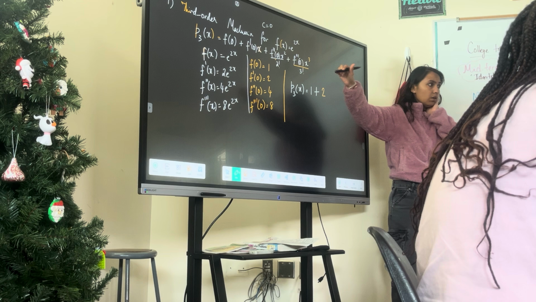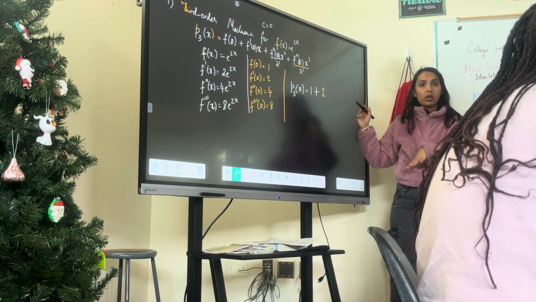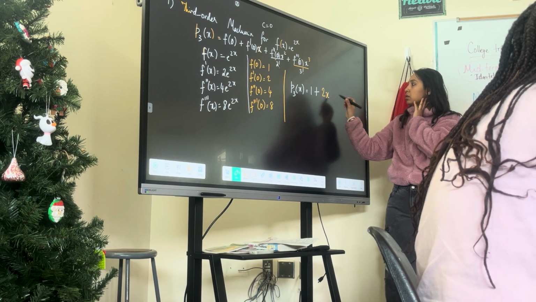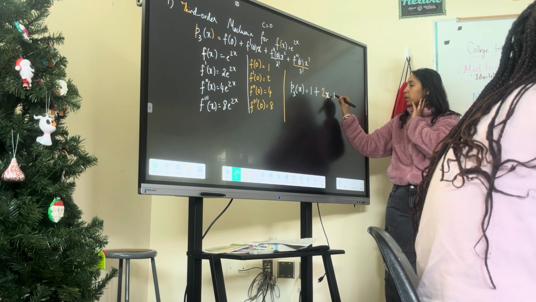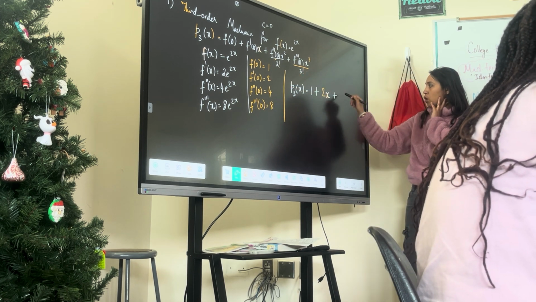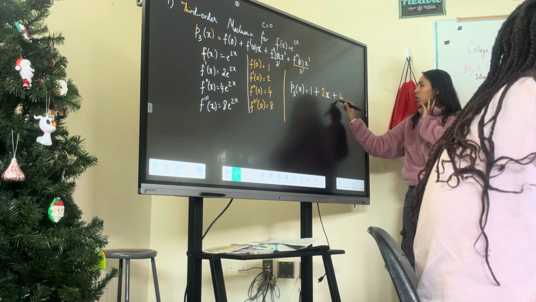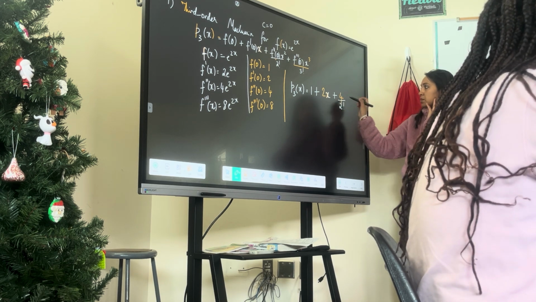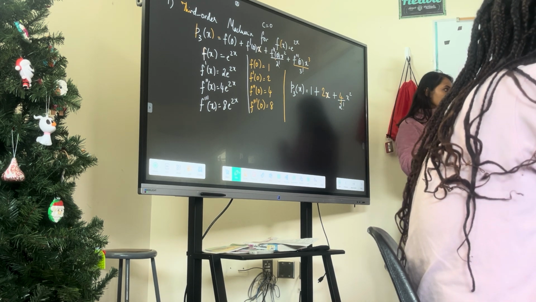X is still there because this is the general equation format. Plus f double prime of 0 is 4 over 2 factorial times x squared. That's still there.